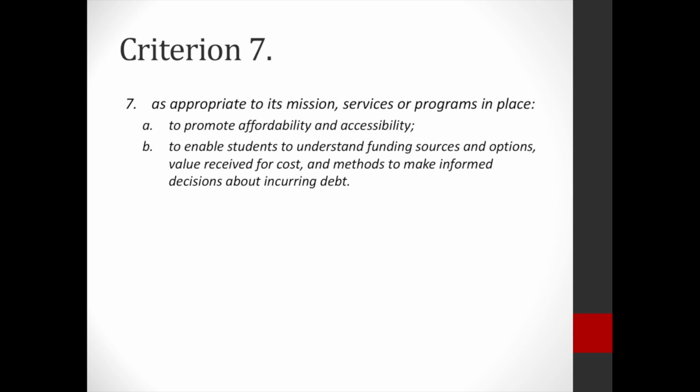Institutions should make a reasonable effort to promote affordability and accessibility of their programs to their students, as well as helping current and prospective students understand funding sources and options available to them, and how to make informed decisions about financial aid and incurring debt. Institutions should make students aware of the cost of the education at the institution and provide information on need-based financial aid, including grants and scholarships, as applicable to the mission of the institution.